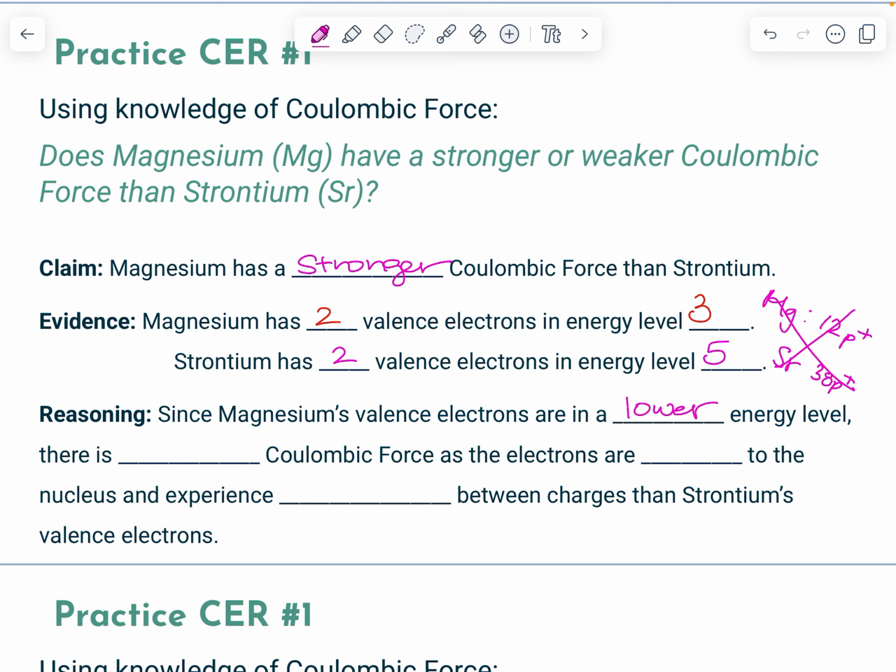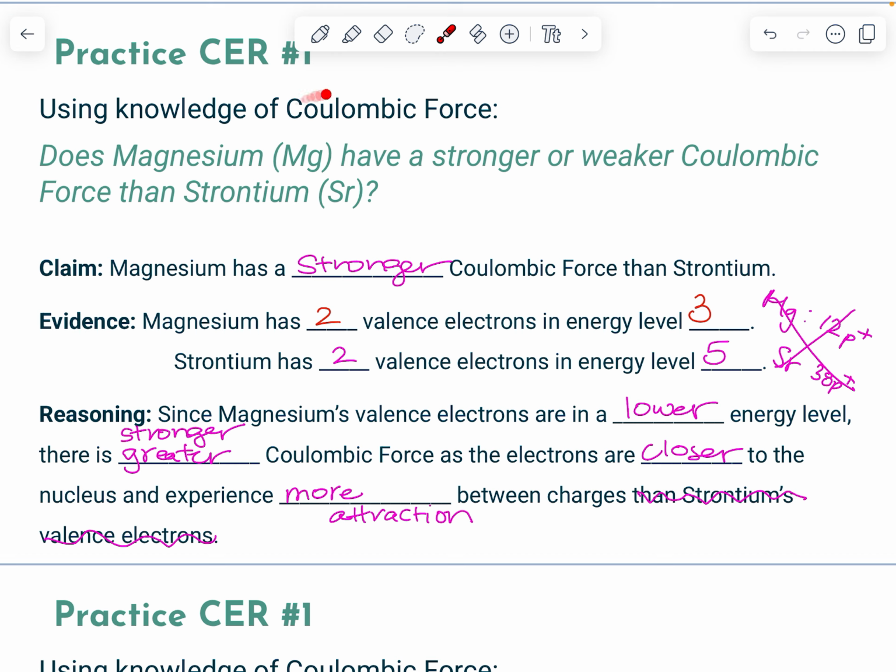Since they're in a lower energy level, there is a greater or stronger Coulombic force, as the electrons are closer to the nucleus and experience more attraction between charges. And if we wanted, we could get rid of that, then strontium's valence electrons there.